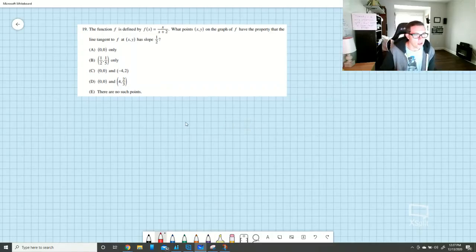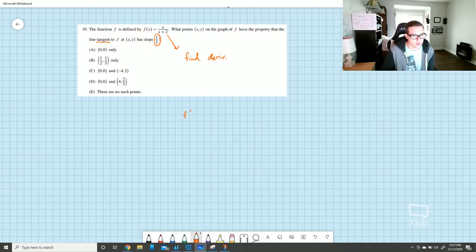We have a function where on the graph of f, the line tangent has a slope of 1/2. Tangent means we want to make a tangent line. So we need to make a tangent line where the slope is 1/2. So to make a tangent line, we need to find the derivative. By the way, I would do this on your own and then check with me. That's always what I'm going to be telling you. Do this on your own and see if you can figure it out yourself. Okay, so let's find the derivative.